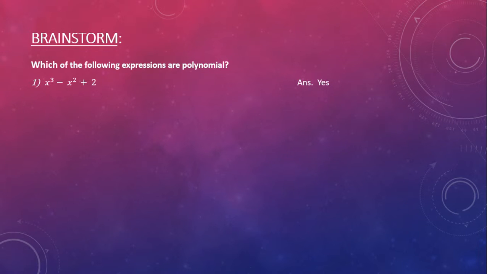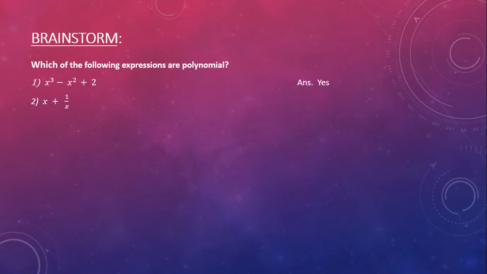Now let's do some brainstorming to understand polynomial better. Which of the following expressions are polynomial? The first one is x cube minus x square plus 2. Now let's check whether it is a polynomial or not. In the first term x cube, the power of x is 3, and in the second term x square, the power of x is 2. Therefore, the power of x in this algebraic expression is always a non-negative integer. Therefore, yes, it is an example of polynomial.